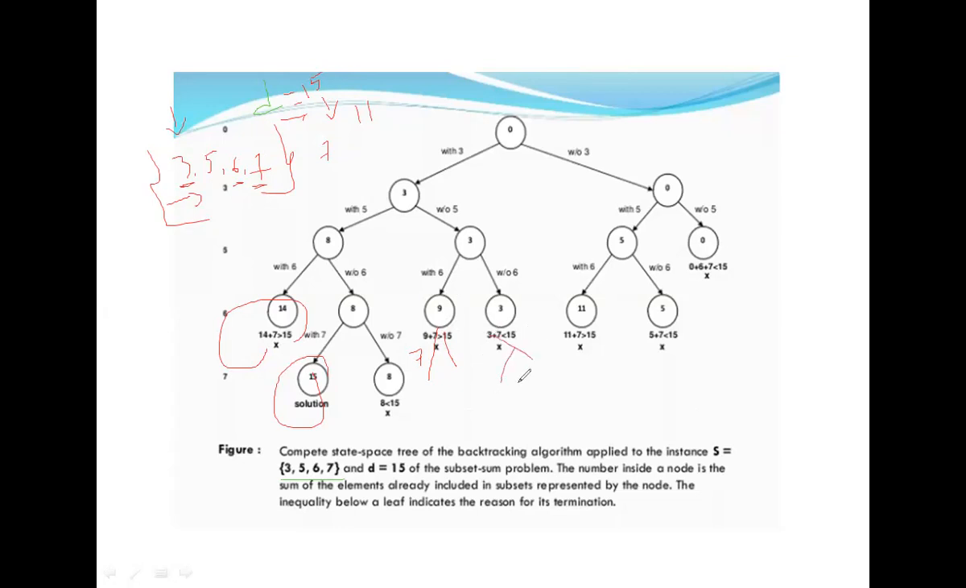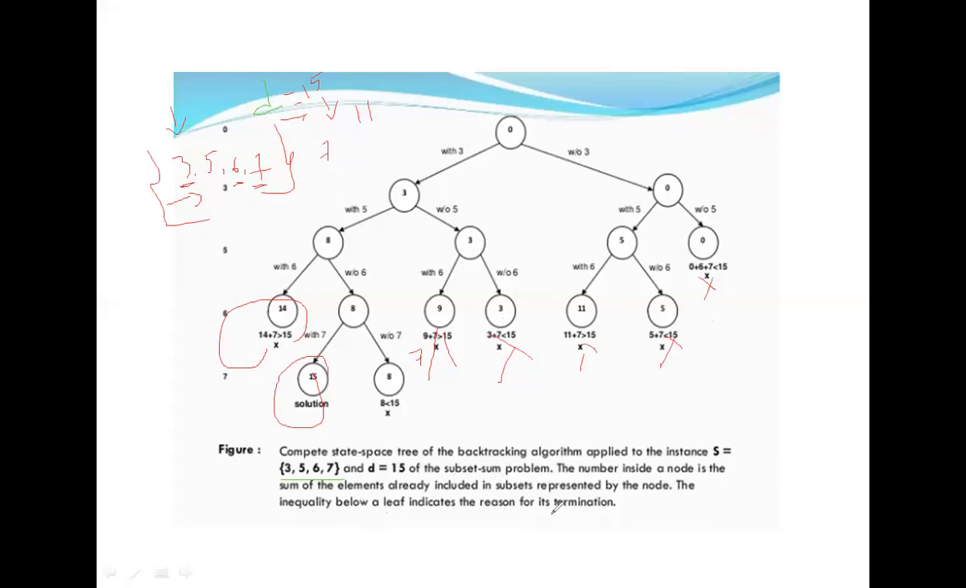Here also I cannot consider, and here also I cannot consider. So this is the final solution for the given sum of subset problem. So here is the state space tree. We are getting the subsets also.